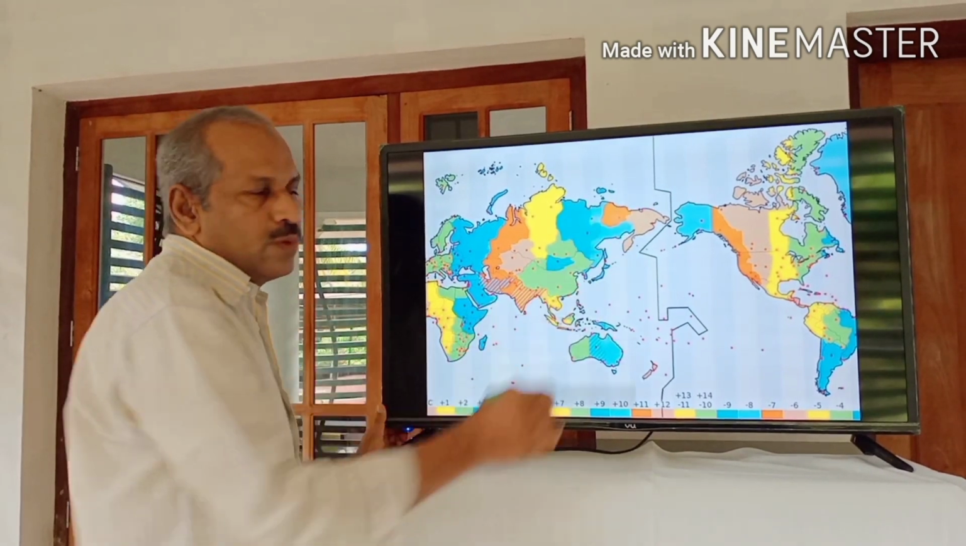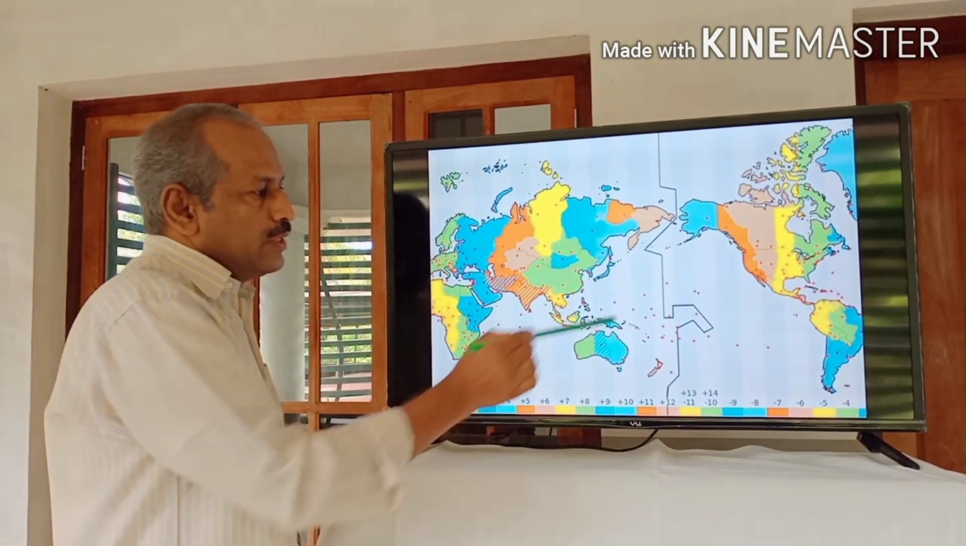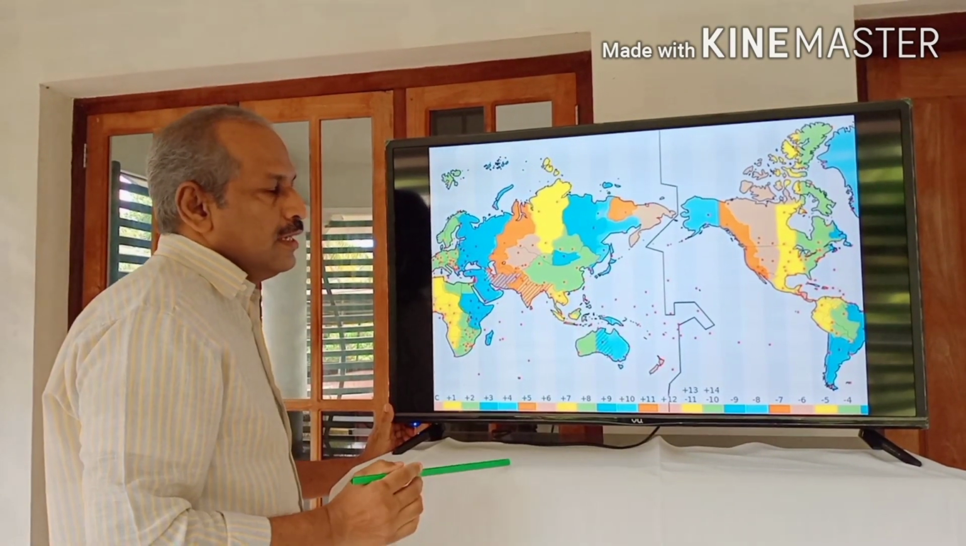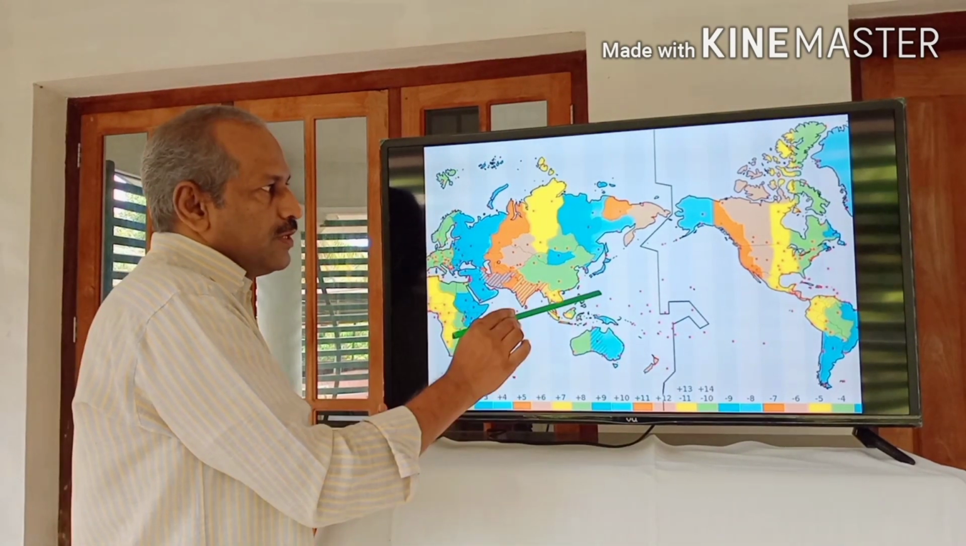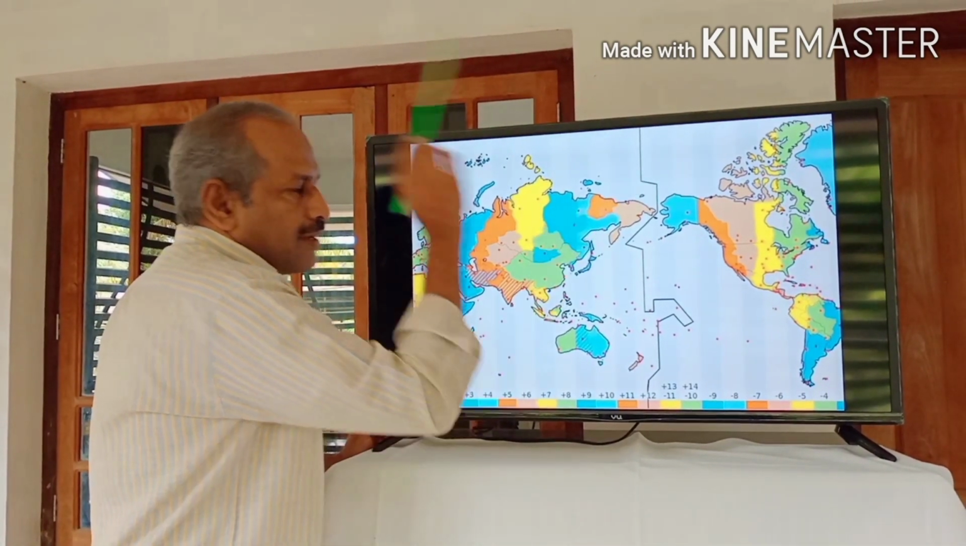And this line is known as the international date line. This is 180 degree longitude. You can see that it is not a straight line, it is a zigzag line. And there is a time difference of 24 hours to the east and west of this line.